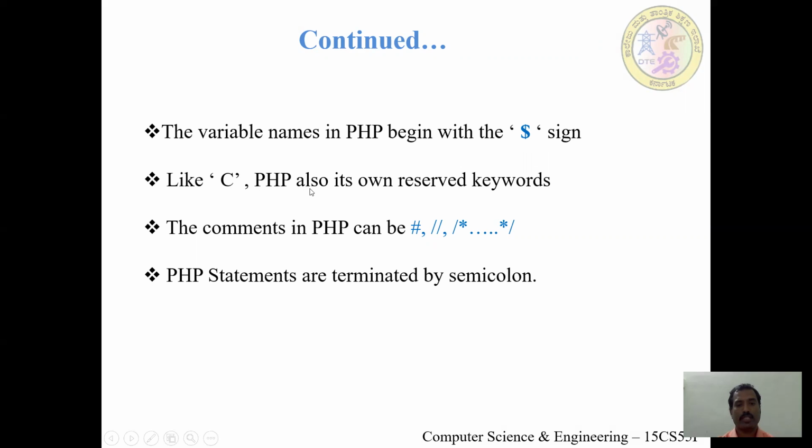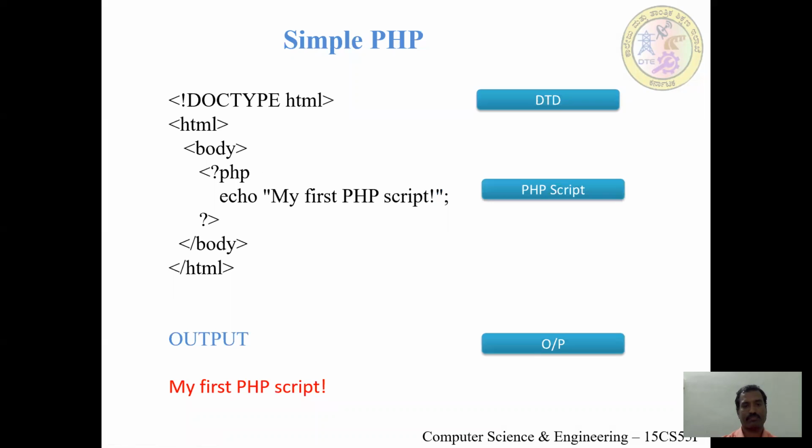Like C language, PHP also has reserved keywords. And about the comments, to write the comments we have three different ways: using hash for a single line comment, two forward slashes for a single line comment, or the multi-line comments, slash star, then close it with the star and a forward slash. Every PHP statement should close with a semicolon. It should be terminated with the semicolon.